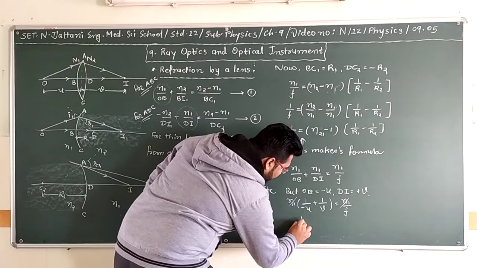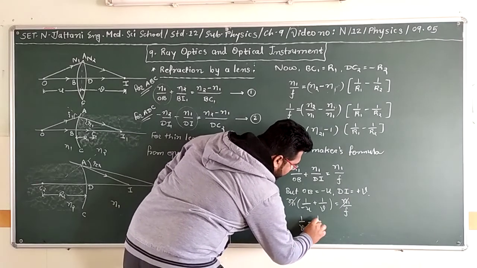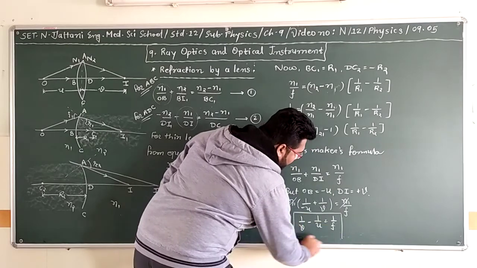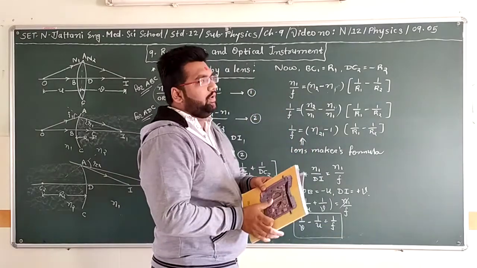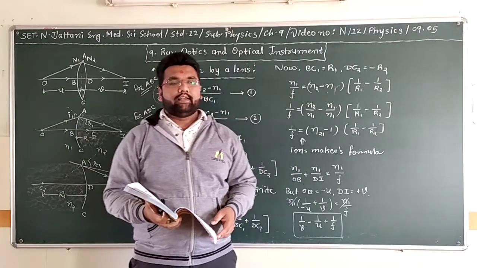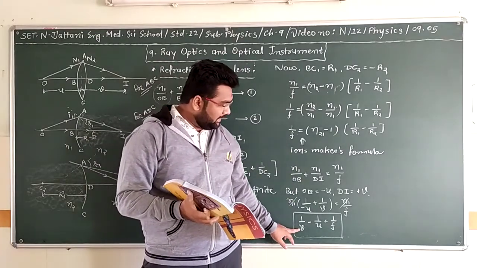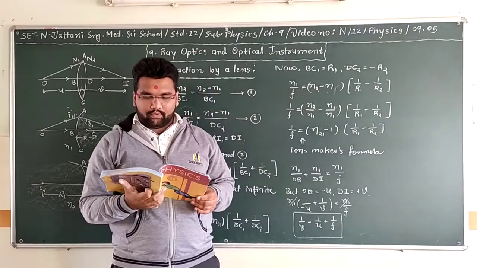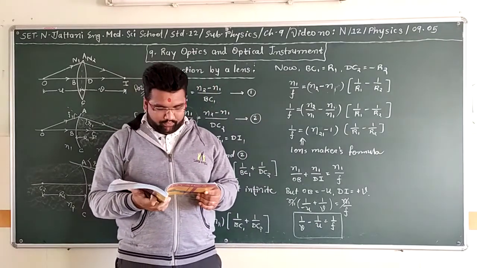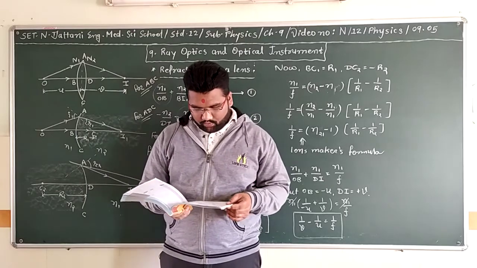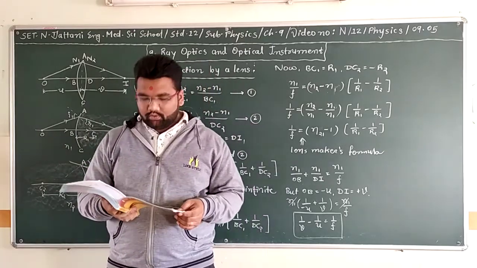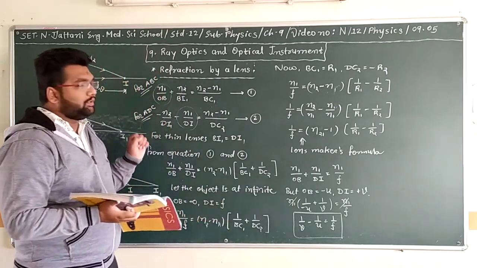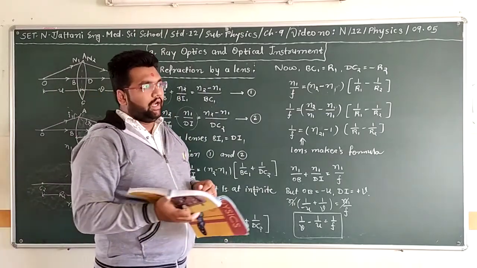minus 1 upon u equal to 1 upon f. This is our lens formula, which gives us the relation between image distance, object distance, and focal length of that lens. In this way we can derive the formula. This is also known as the thin lens formula, because the aperture is very small compared to its diameter.